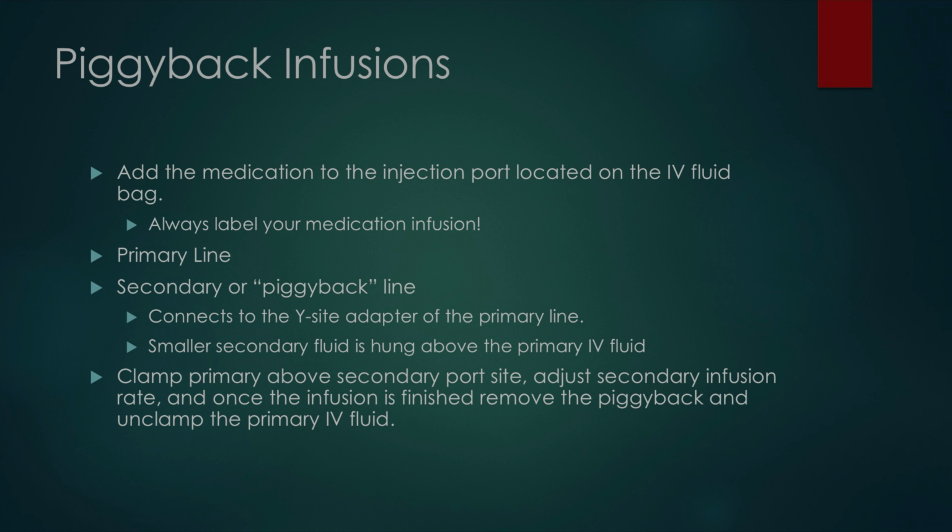To administer a piggyback medication, clamp the primary line above the secondary port, set the secondary infusion rate, and allow it to infuse completely. Once finished, remove the piggyback and unclamp the primary line to resume the main infusion. Pay close attention to drug concentrations.